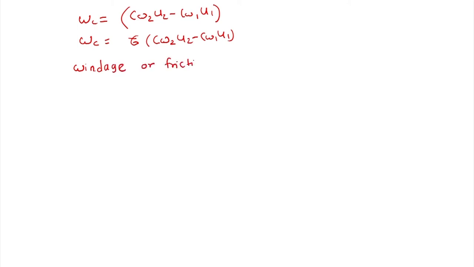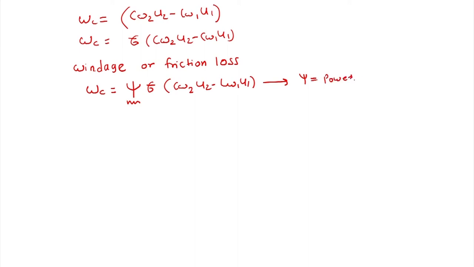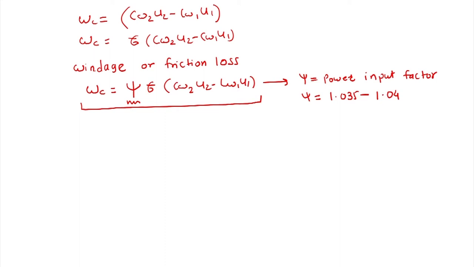Windage or friction loss alters the work input, and then we get the work input as psi into sigma, where psi is called the power input factor. So the work input is psi sigma into Cw2 U2 minus Cw1 U1. Psi has a range of around 1.035 to 1.04. So this is the work input for a compressor which we need to evaluate from the velocity diagram.